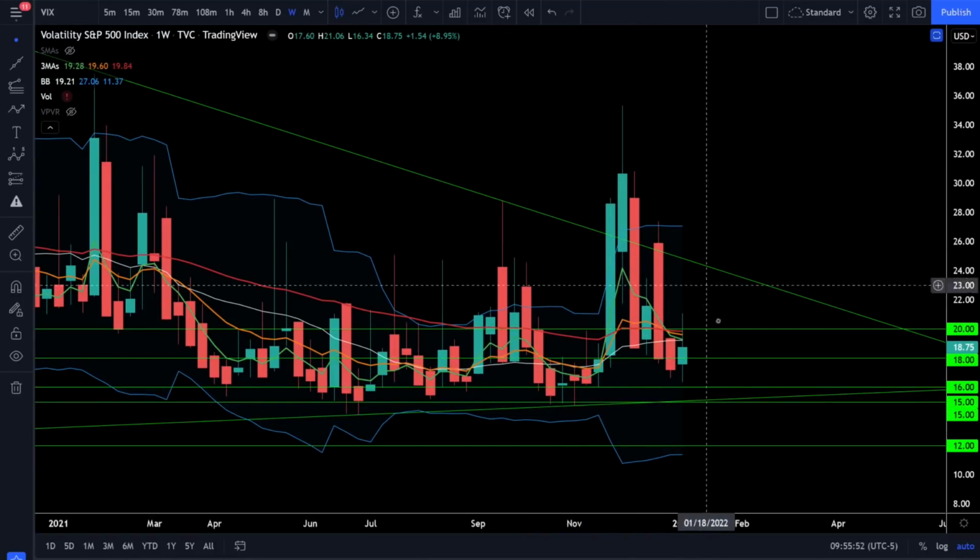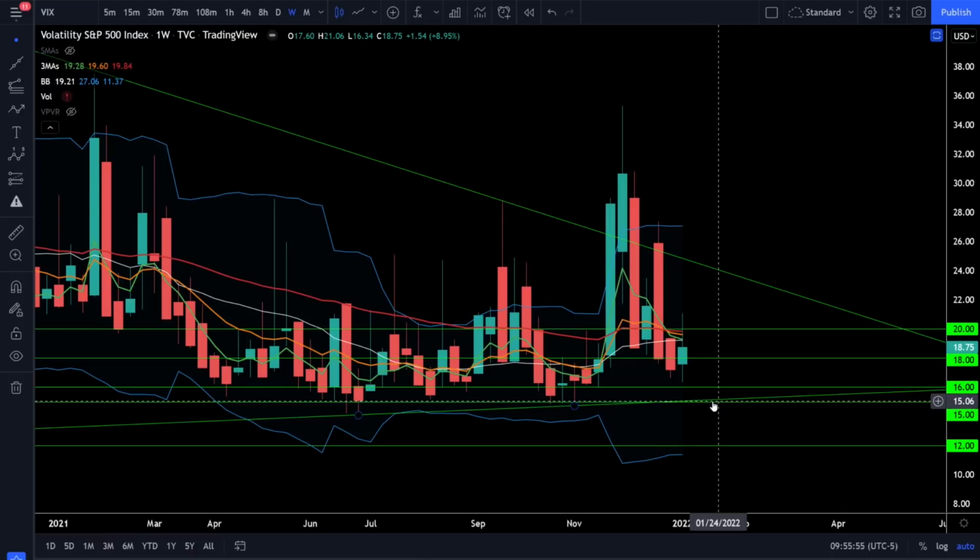So if we see the VIX start getting crushed back down below 15, don't forget that we could see the VIX back down towards 12, which would go hand in hand with that secular bull market as we see fear completely leaving this market and we go back to new all-time highs.